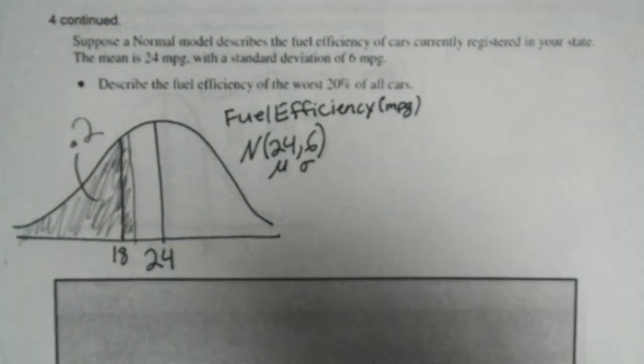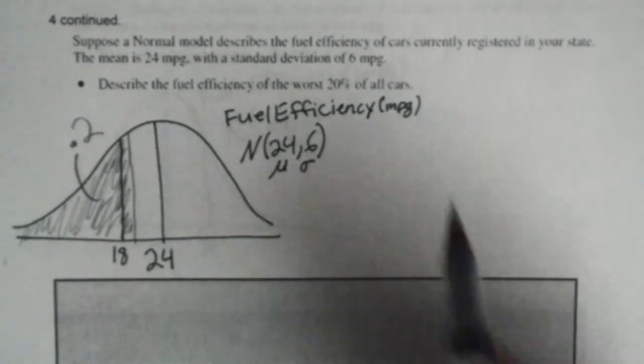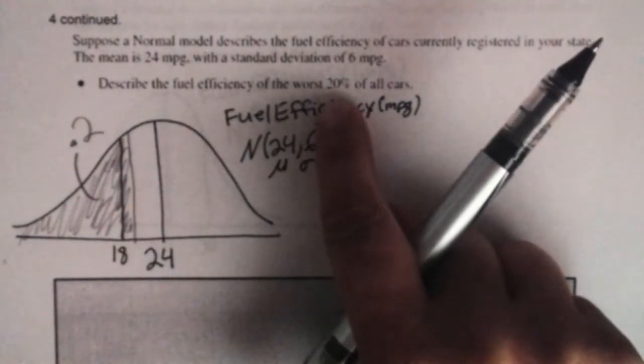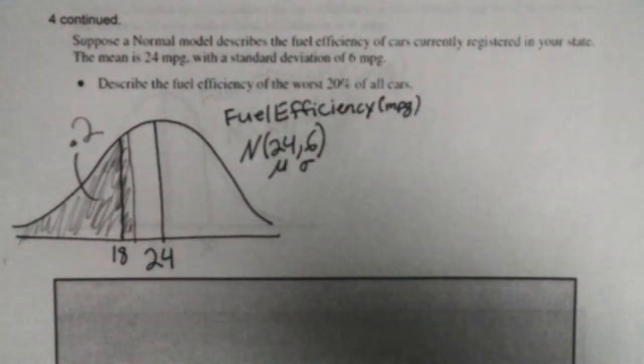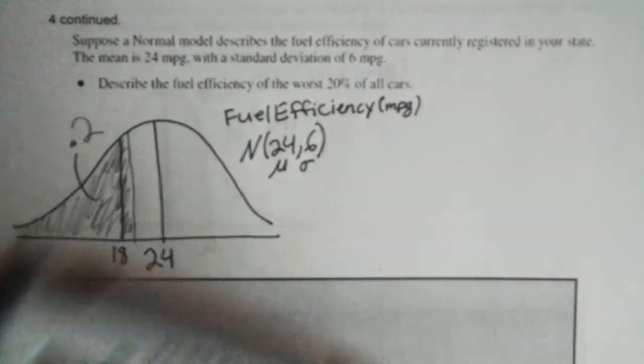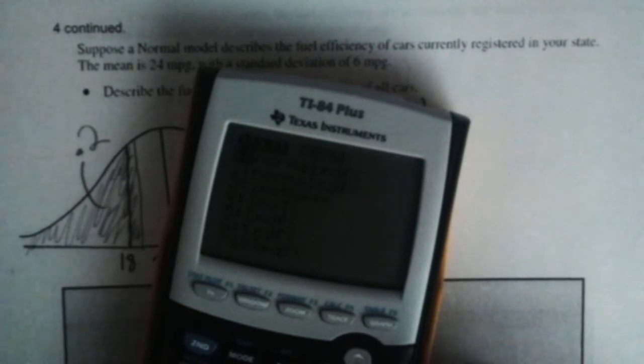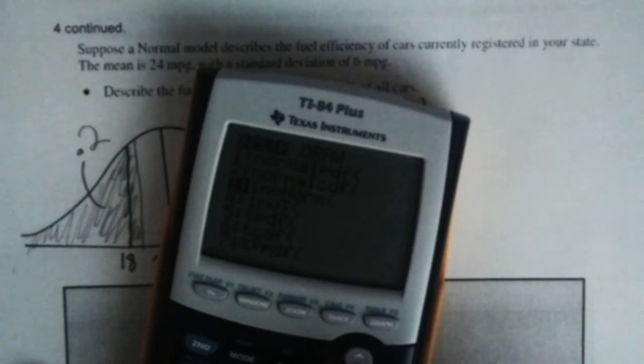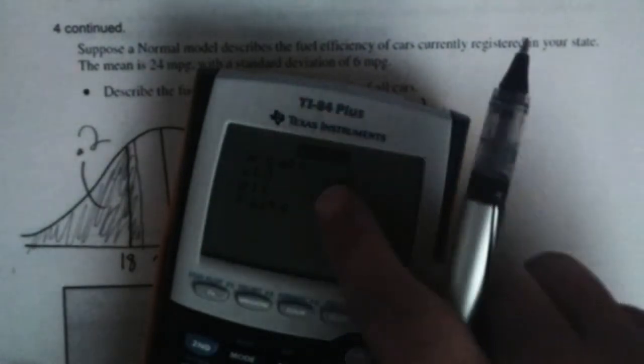In this case, now we're going backwards. We have the percent, we have the area under the curve of 0.2. So we need to undo this. So we're going to use the inverse normal function on your calculator. So in this case, it's going to be second, variables, which gives you your distribution menu. And now you're going to go down to inverse norm. And it asks you for the area.